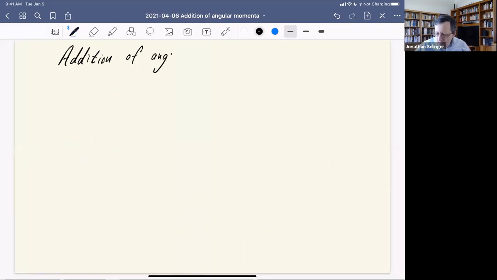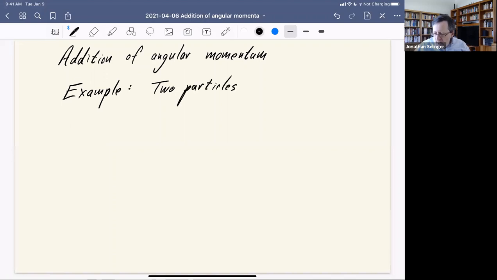What I want to present to you now is a particular example where we can see how it works. That example will be the case of two particles, each with spin a half. So I'm going to show you how this works. And then after that, I can't prove it in general, but I'll tell you how it generalizes to the arbitrary case of any spins or any L.